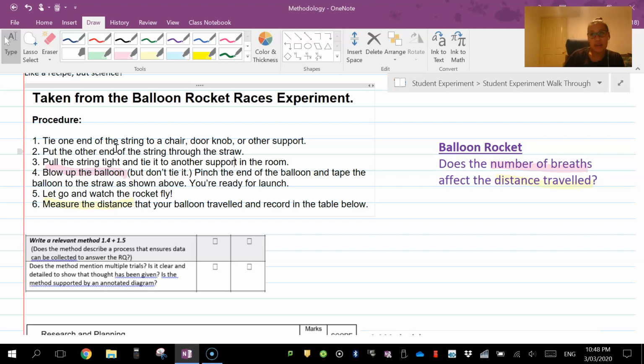So you might even say what type of string you had if you want to be very specific about that, what type of balloons you've got. If you don't know those things, you don't need to add them. It's okay. You want to make sure that your methodology, again, is repeatable, and has the appropriate details in it.